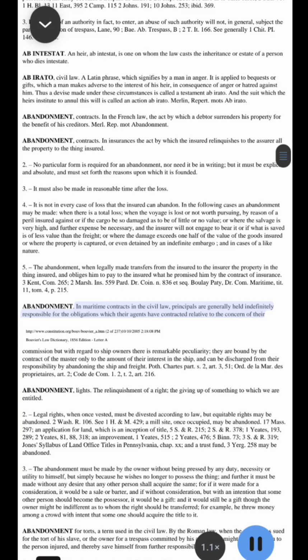Abandonment. In maritime contracts in the civil law, principals are generally held indefinitely responsible for the obligations which their agents have contracted relative to the concern of their commission.